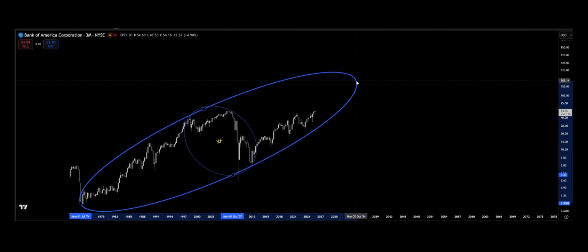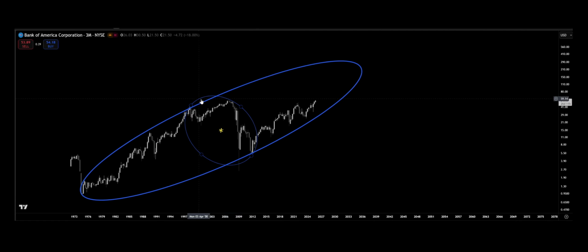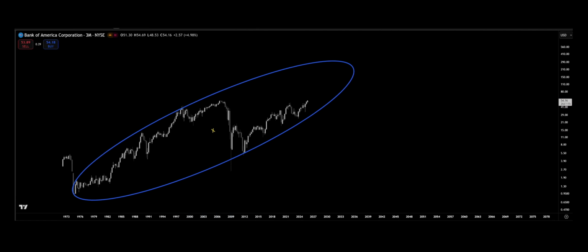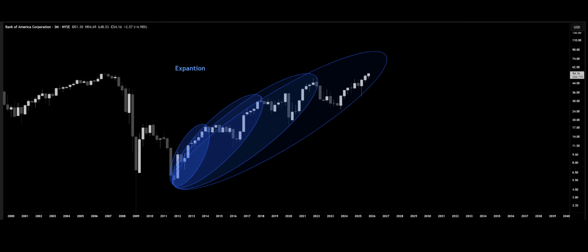Price is constantly pulled toward areas where orders accumulate. These zones act like gravitational centers. Price travels outward, exhausts itself, and then is pulled back inward to rebalance. This repeating push and pull creates the circular oscillations around equilibrium. Expansion equals price moving away from liquidity. Contraction equals price returning to liquidity to rebalance. Without liquidity, oscillations would not exist.